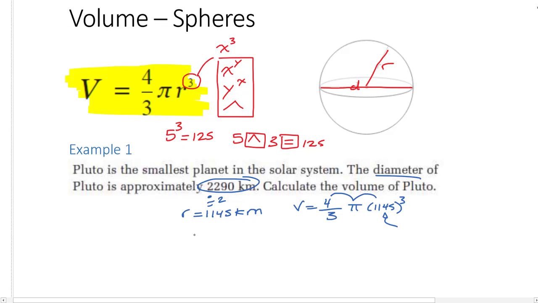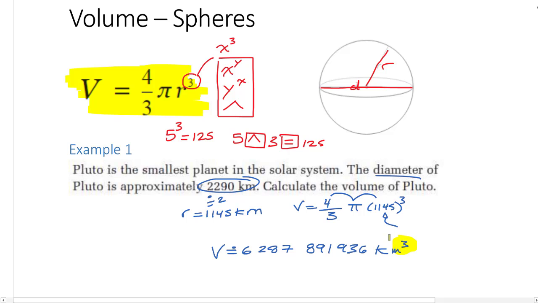Let me write it down here. So the volume is approximately 6,287,891,936 kilometers cubed, because we're back to cubed, because this is a 3-dimensional measurement.